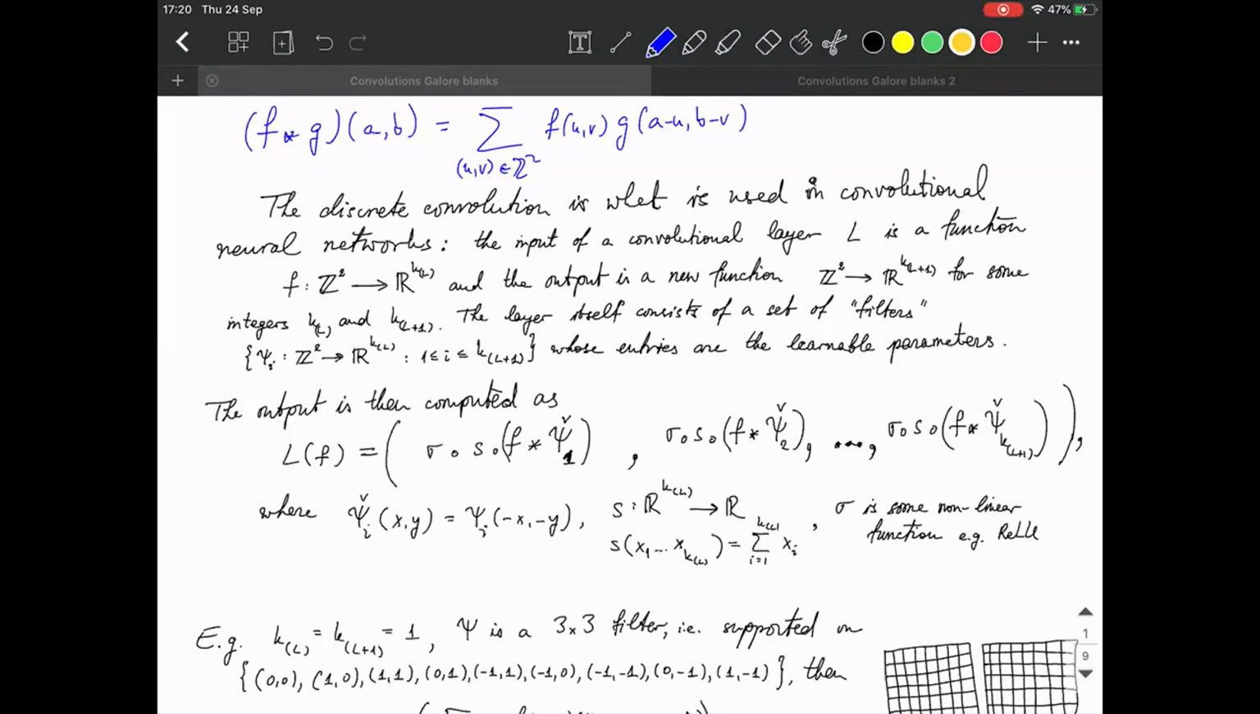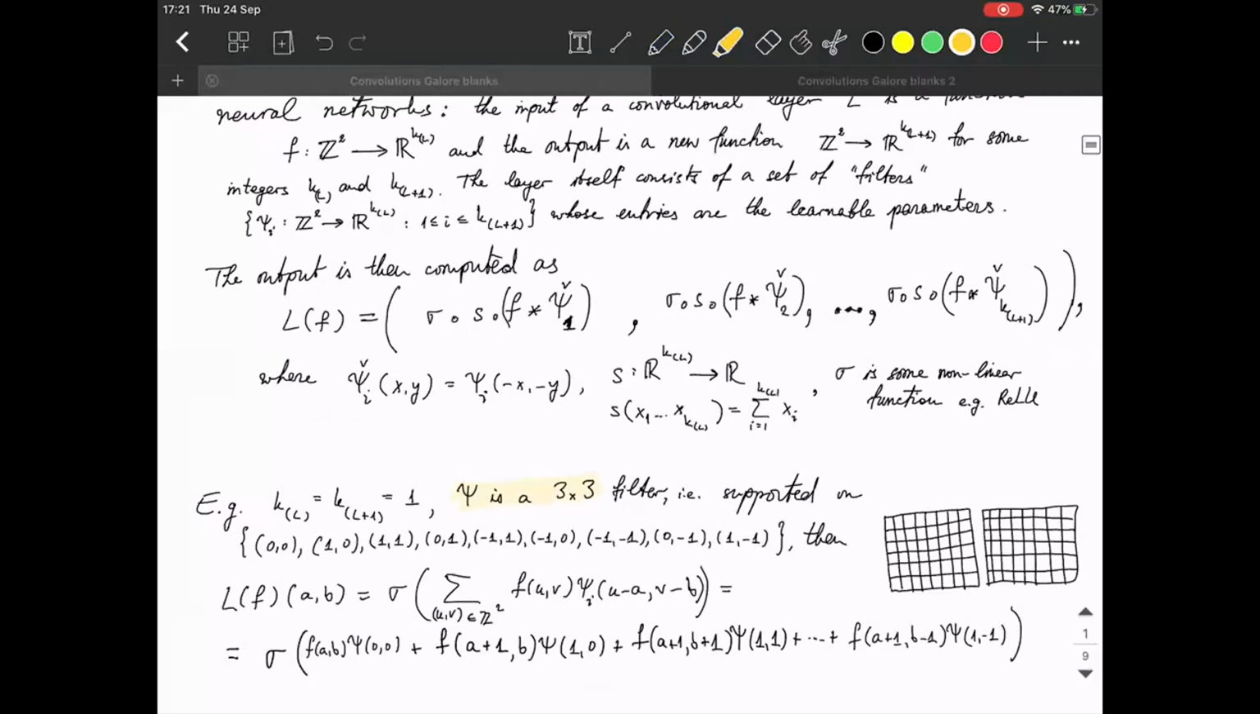And then we have a filter, this filter that I'm calling psi here. So let's, for the sake of an example, suppose psi is a 3×3 filter. So that's just another function on Z^2. And being a 3×3 filter just says that it's supported on these points. And so what the convolutional layer does is it will produce a new function on Z^2 supported on the same grid where the original f was supported.